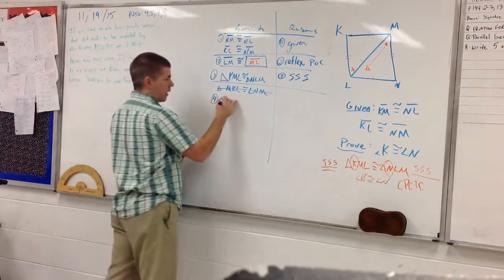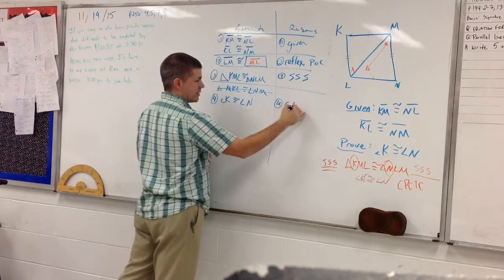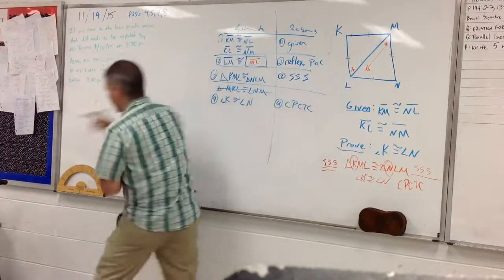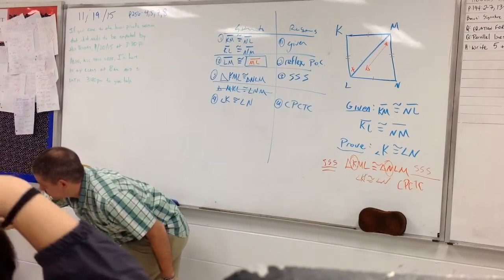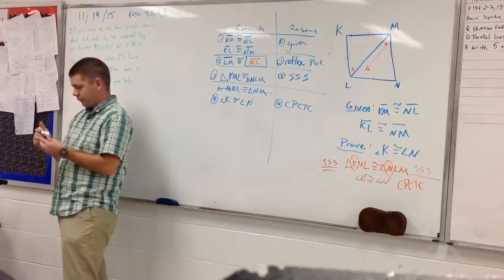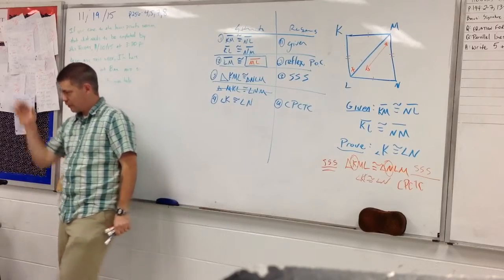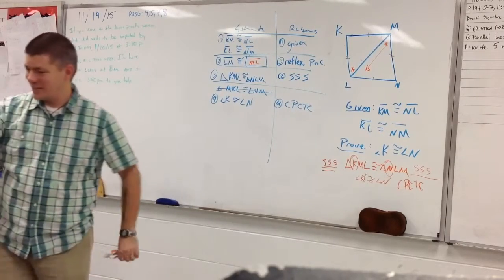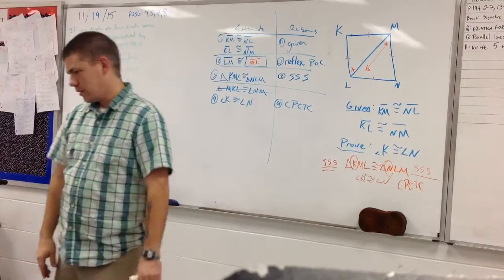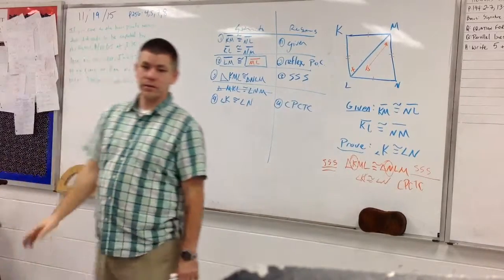Number 4: angle K congruent to angle N. Why? CPCTC. What does CPCTC stand for? Corresponding parts of congruent triangles are congruent. Good, well done. Okay, do we have a question on this?